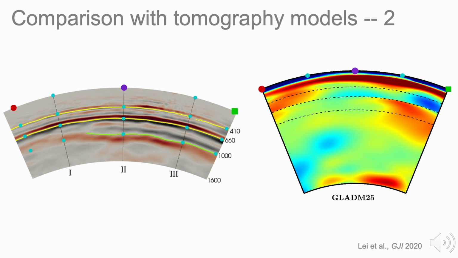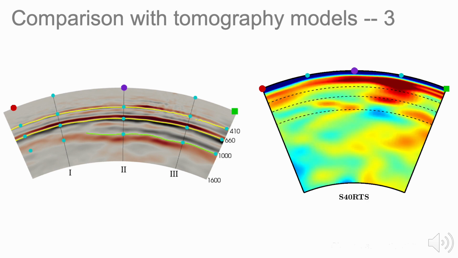The second comparison was made with the GLAD-M25 model, which is also used for our migration. And in this case, we didn't find a clear discontinuity at about 1,000 km depth. Then we also compare with the earlier S40RTS model, and there is some heterogeneity at around 1,000 km depth, but it is still quite hard to connect our final image with this tomography model.